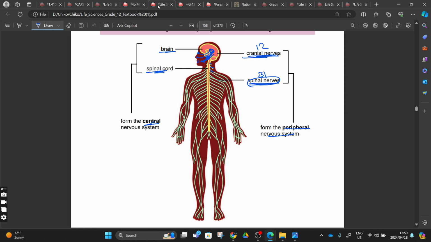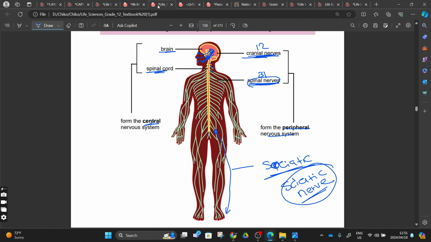Another nerve I can leave you with is the longest nerve in the human body. It runs from the buttocks down to our toe. It's called the sciatic nerve. You can go and Google it. Sciatic nerve. This is a sensory neuron and a motor neuron, the longest nerve in the human body, from the buttocks down to your leg. Since it's the longest, you can claim it like that.